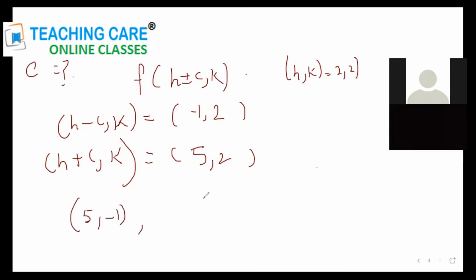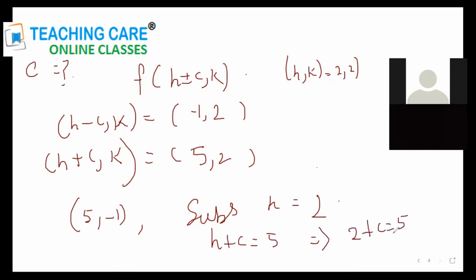And I'm going to substitute. Your h value, what is the h value we have got? 2, right? So h plus c will be equal to the first coordinate, which is 5. Or I can say h, which we already have as 2, plus c equals 5, so c will be equal to 3, or you can say c squared equals 9. Understood?